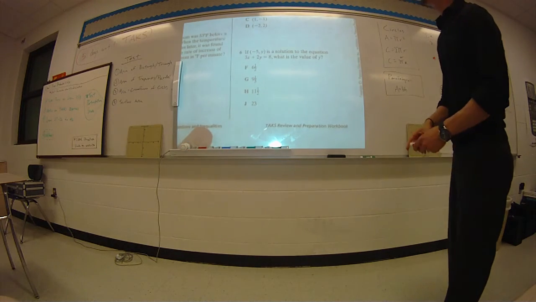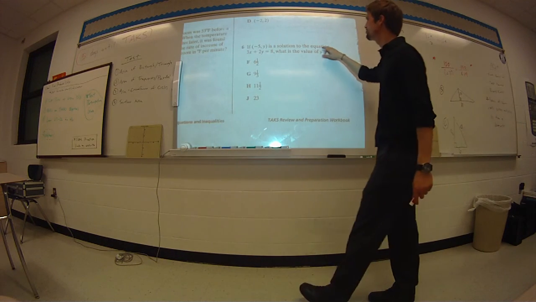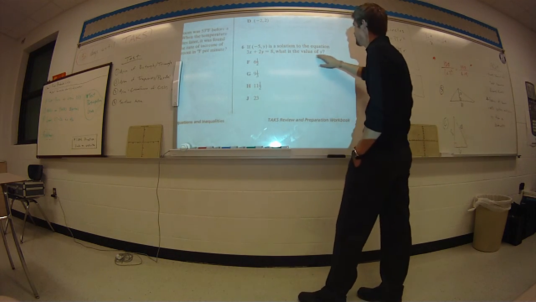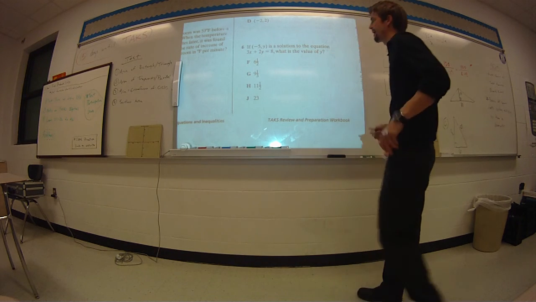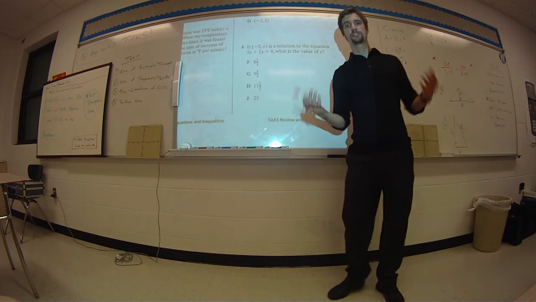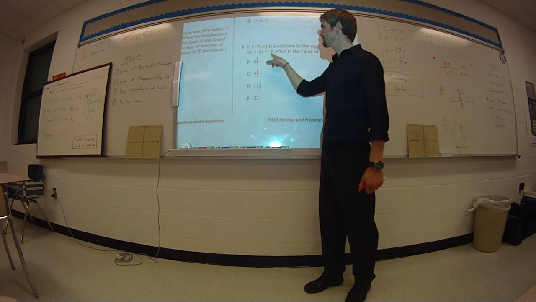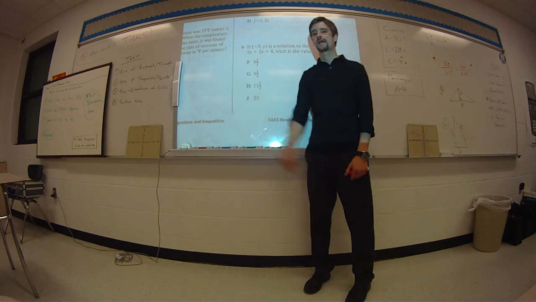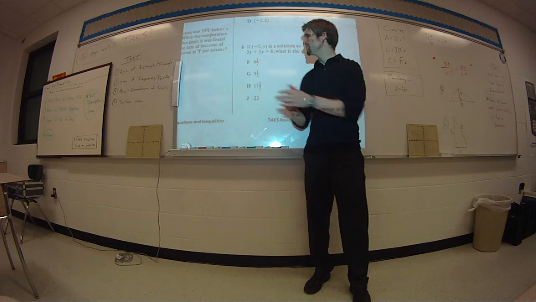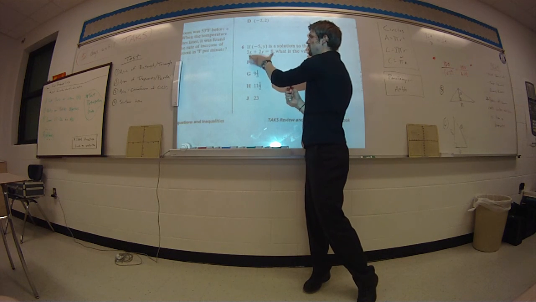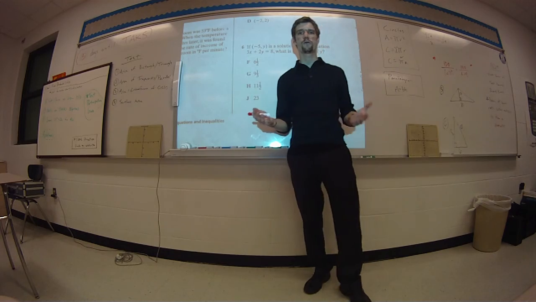All right. So if x equals negative 5 is the solution to the equation 3x plus 2y equals 8, what is the value of y? So we're just going to plug in and solve for y because there's only one y that corresponds to negative 5 in this equation. We haven't talked about this much, but this is actually the equation of a line.